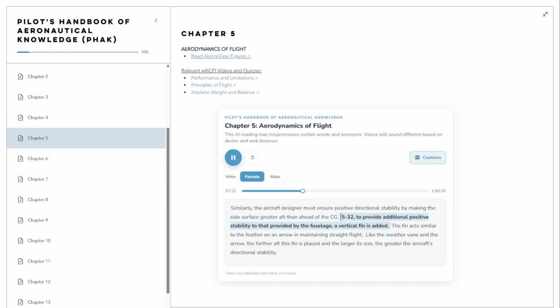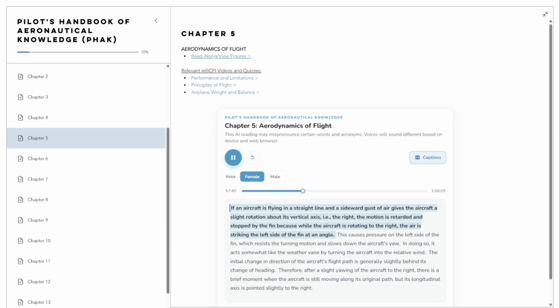Figure 5-32. To provide additional positive stability to that provided by the fuselage, a vertical fin is added. The fin acts similar to the feather on an arrow in maintaining straight flight. Like the weather vane and the arrow, the farther aft this fin is placed and the larger its size, the greater the aircraft's directional stability.